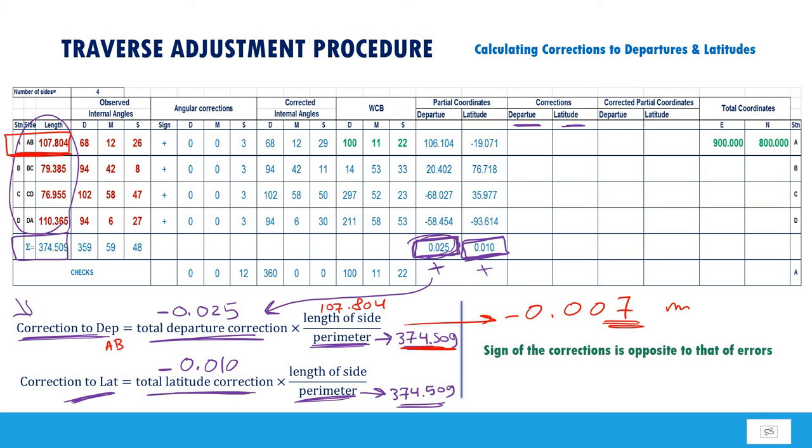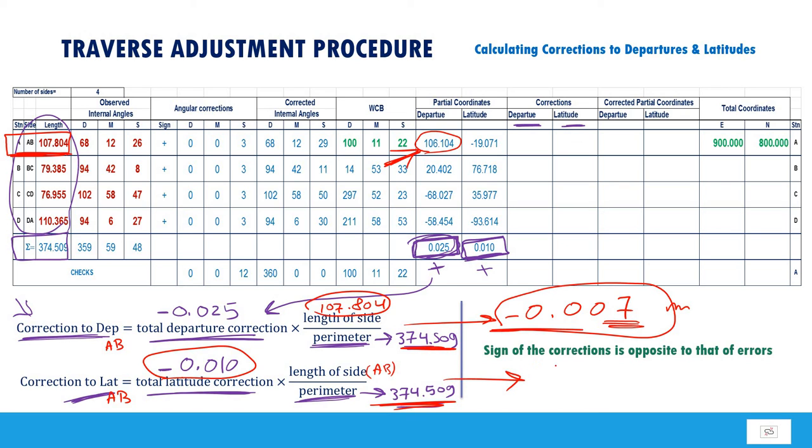Okay, so to correct the departure value that I calculated here, I need to take away 7 millimeters from this number. Now let's calculate the correction to latitude for line AB. This is the total correction of the latitude, minus 0.010, over the length of the side, the same length, 107.804. This is the length of line AB, divided by the same value, and in this case we will get minus 0.003 meters or 3 millimeters.